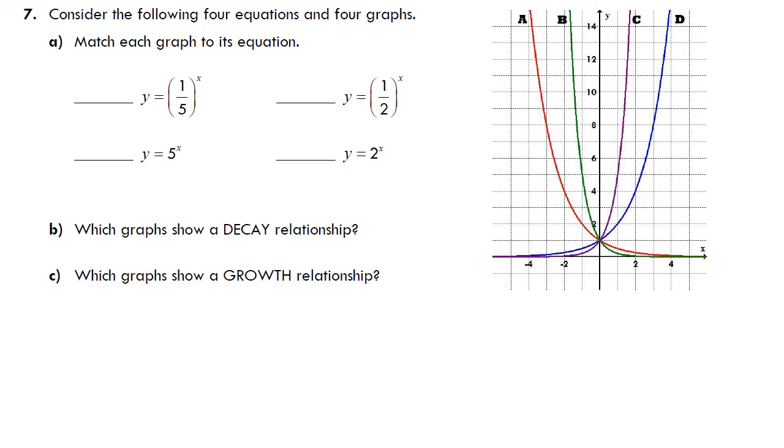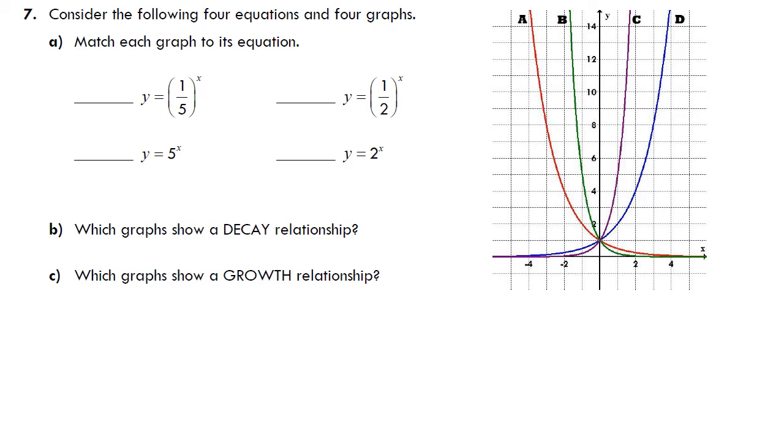Number 7. We're going to look at the following 4 graphs, and we want to match each graph to each equation on the left. And then B, which graphs show decay, which graphs show growth. I'm going to start with B and C actually. They're easier.